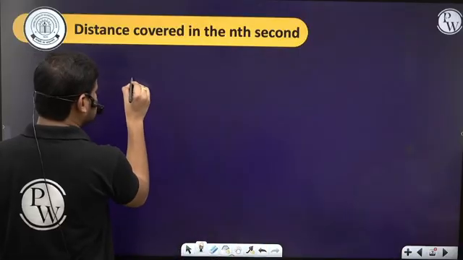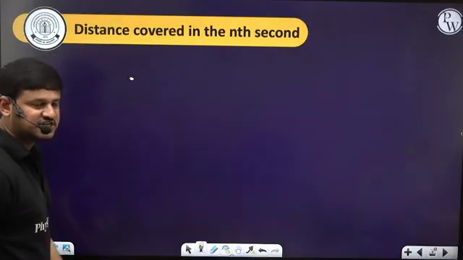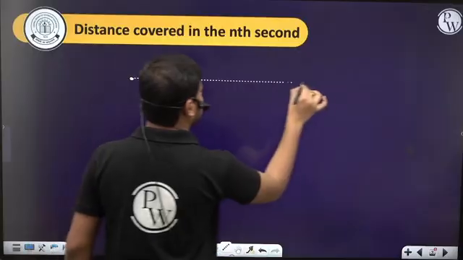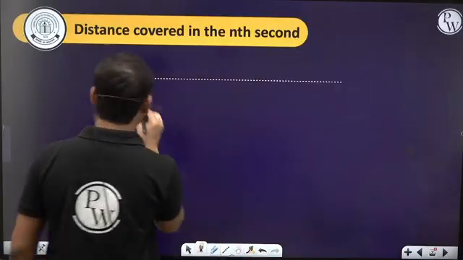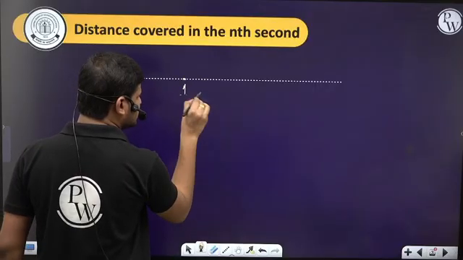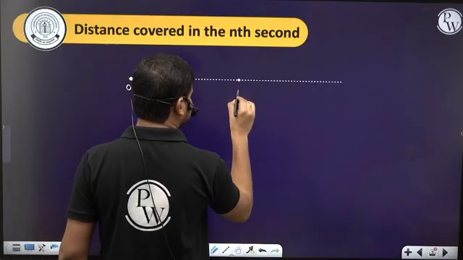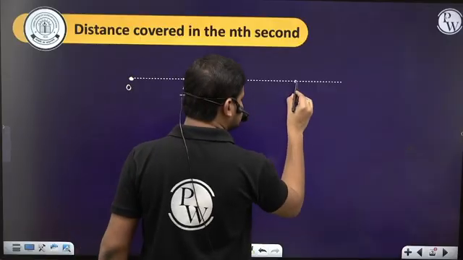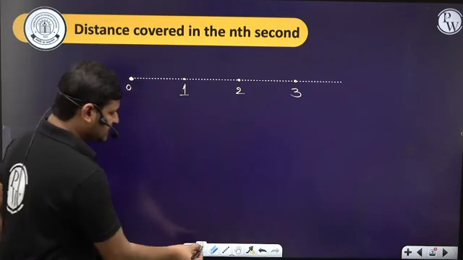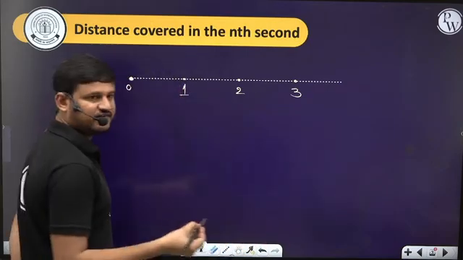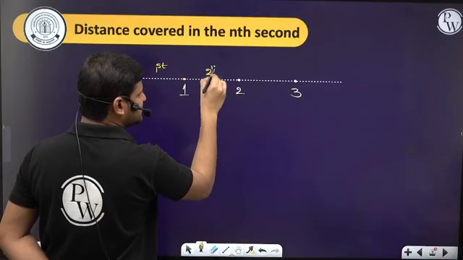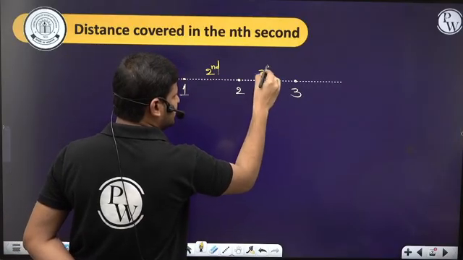For example, let's suppose the body has started its journey from here. This is the 0th second. In 1 second, the body has moved till here. In 2 seconds, the body is here. In 3 seconds, let the body be here, and then it continues its journey. Now the distance traveled in the 3 seconds: this is the distance traveled in the first second, this is the distance traveled in the second second, and this is the distance traveled in the third second.